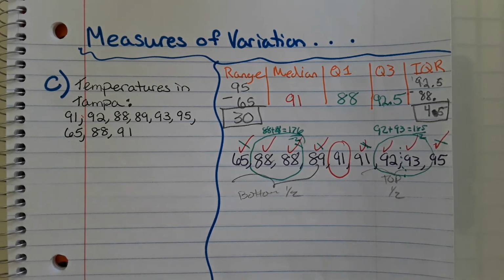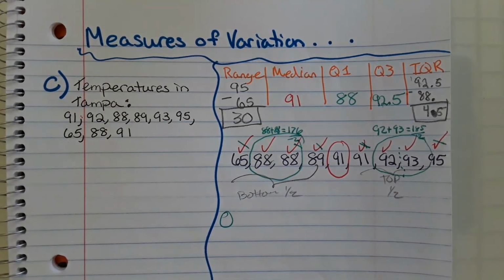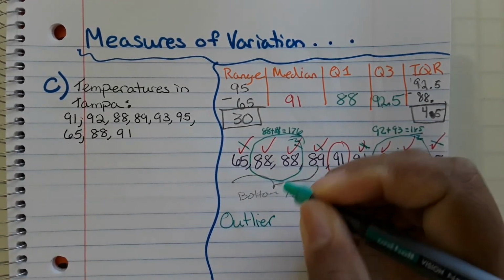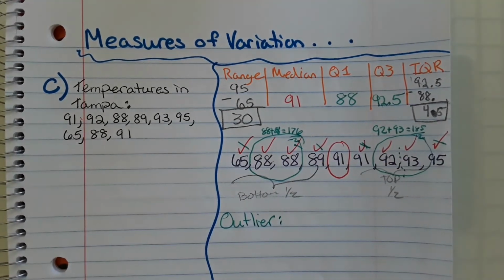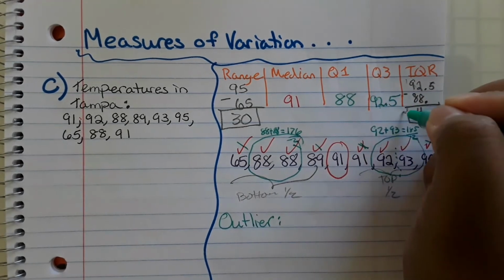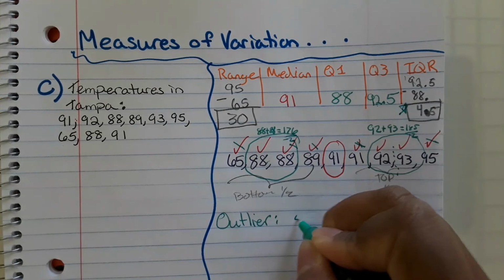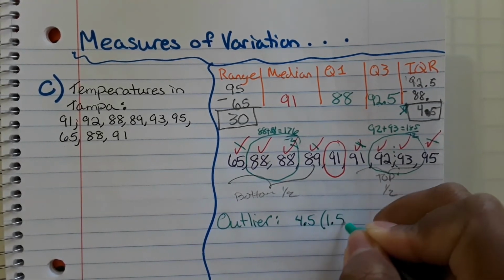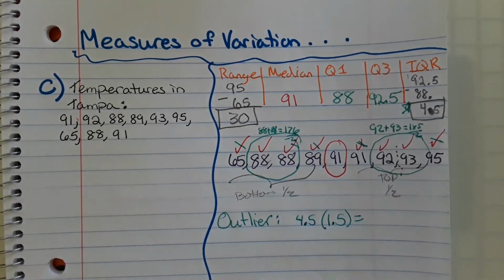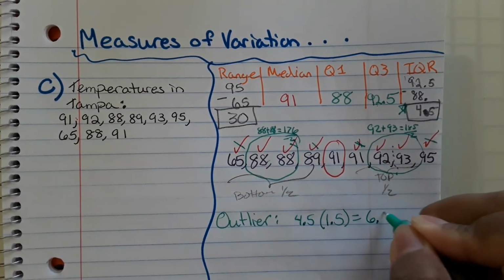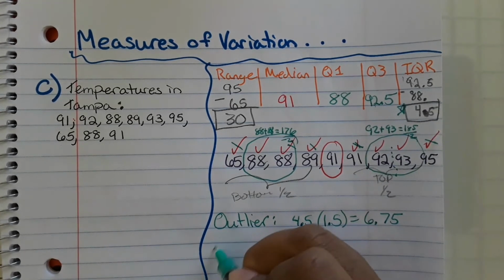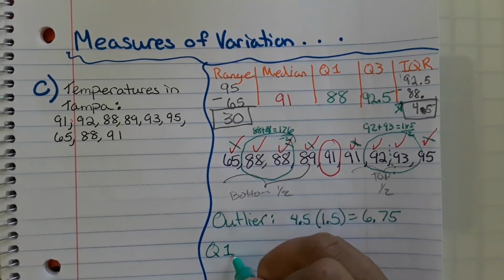All right, so we're looking for if there are any outliers. Here we go. Taking our IQR, that's the one we need. So it's 4 and 5/10. We're going to multiply that by lucky number 1 and 5/10. And we get 6 and 75 hundredths. So that's the number we're going to add and subtract to our quartile.